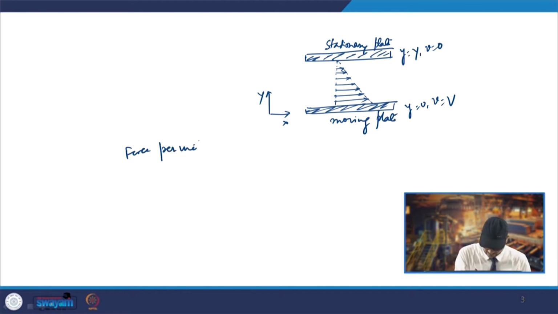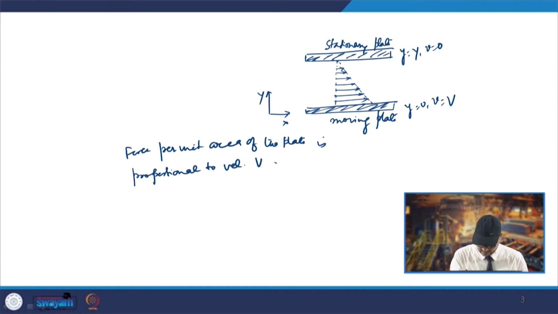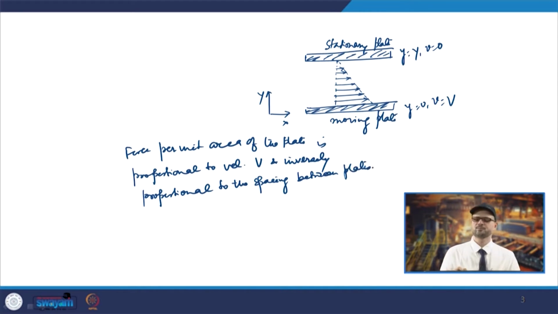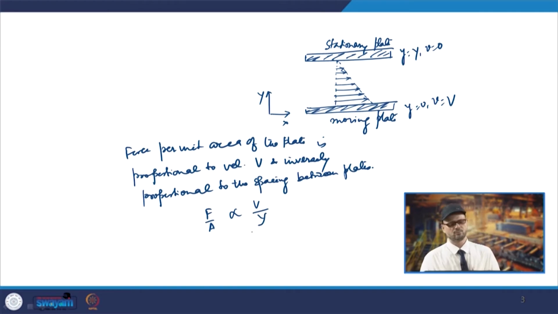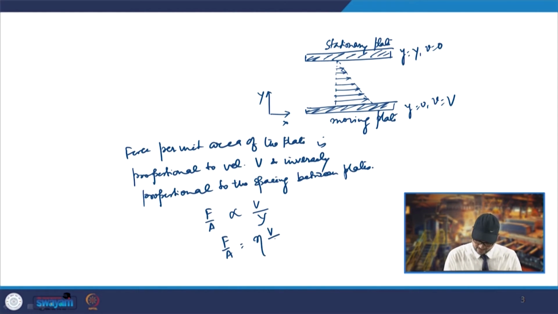So, force per unit area of the plate is proportional to velocity v and inversely proportional to the spacing between the plates. That is what was found by Newton. So, F by A is proportional to V by Y. Here A is the surface area of the plate, V is the velocity, and Y is the distance in the y direction. If you put the constant of proportionality, F by A will be eta times V by Y.